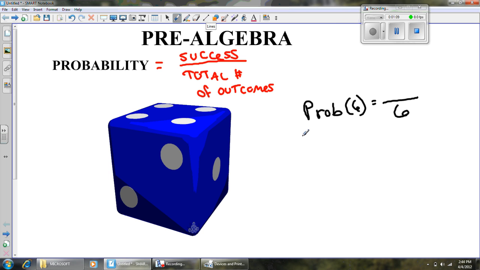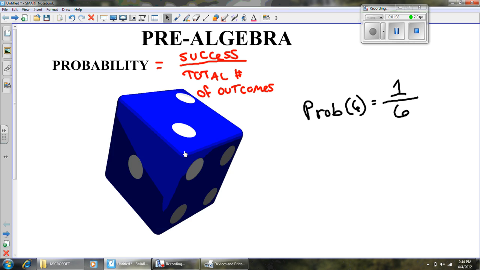Now, if this were a game and you won only if you rolled a 6, you ever been playing a board game and you get down to the end and you need a 6 to win? All right. Well, how many ways can you roll a 6 on this 6-sided die? Well, there's only one. So the probability would be 1 out of 6. What does that mean? That means that you should expect to get a 6 1 out of every 6 times.